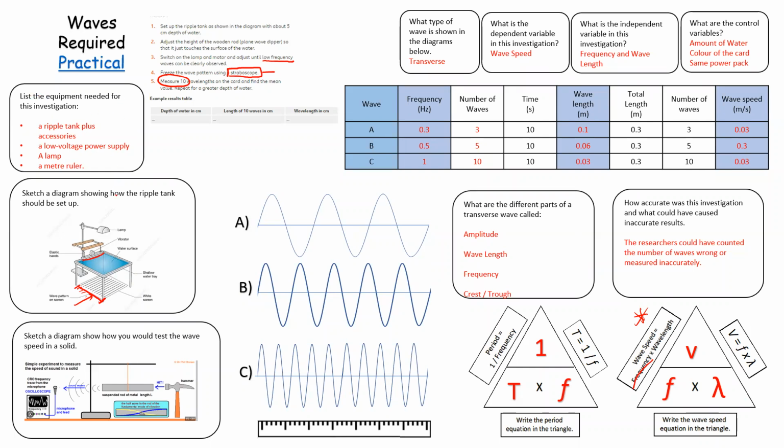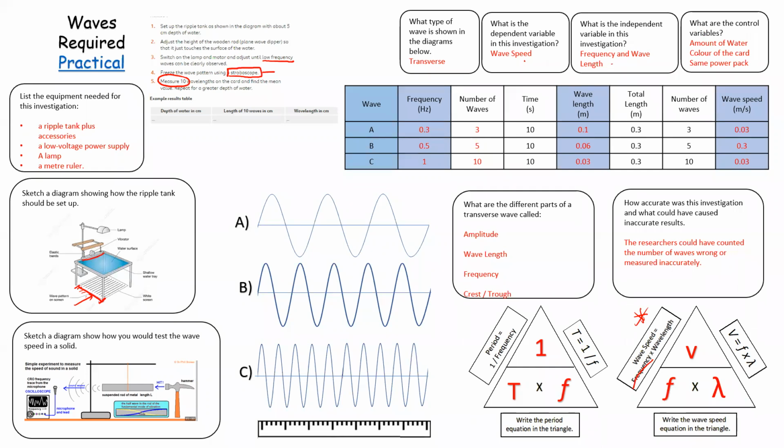List the equipment needed, that's all there. Elastic bands. What type of wave is shown in the diagrams? Know the difference between transverse and longitudinal, and know the examples of those, please. What is the dependent variable in this? That's your wave speed, that's what you're measuring. What is the independent? That's your frequency. You change the frequency and wavelength. So that's what you are changing. So obviously the wavelength gets adjusted when you change the frequency.